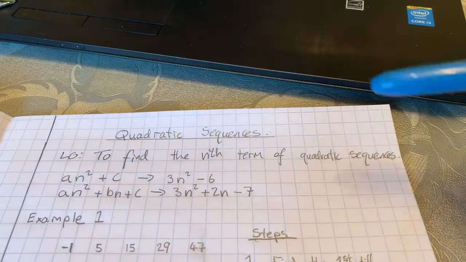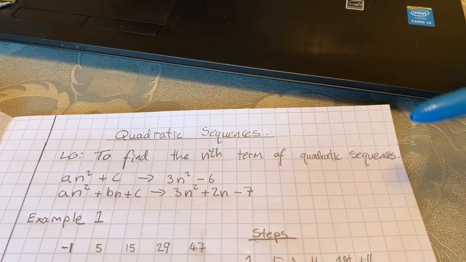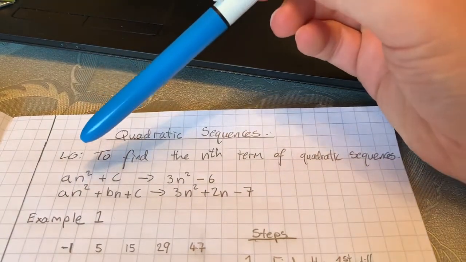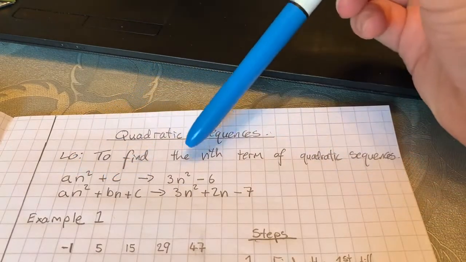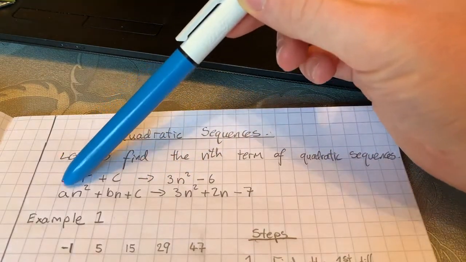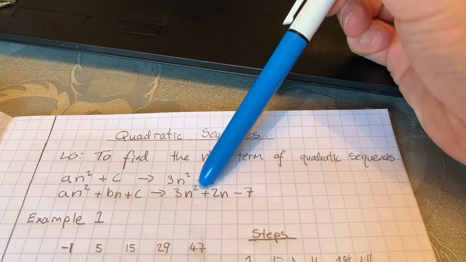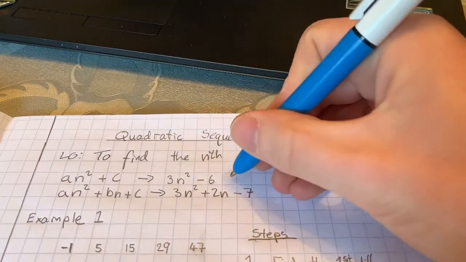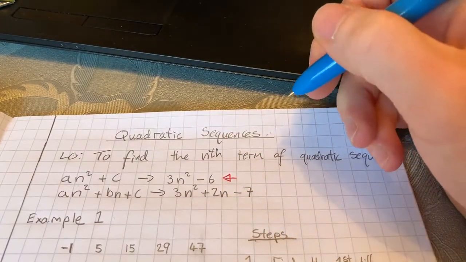Okay, so quadratic sequences: to find the nth term of a quadratic sequence. Now, so you understand, quadratic sequences come in two forms. You've got an squared plus c, which will be something like 3n squared minus 6, or you can have an squared plus bn plus c, which will be something like 3n squared plus 2n minus 7. Today's lesson, we're going to look at the top one here, the an squared plus c.